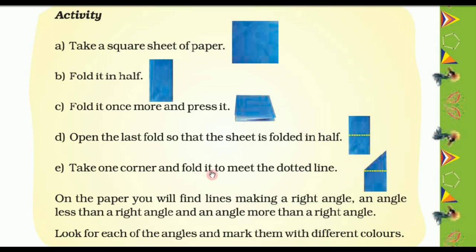Take one corner and fold it to meet the dotted line as shown here in the picture. You can do this. On the paper you will find lines making a right angle, an angle less than a right angle and an angle more than a right angle. Look for each of the angles and mark them with different colors.